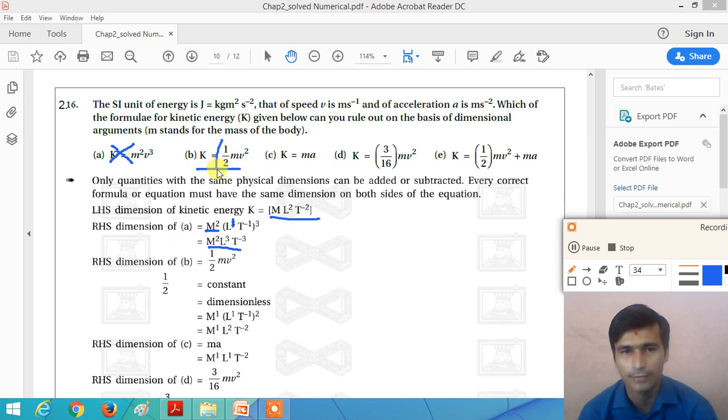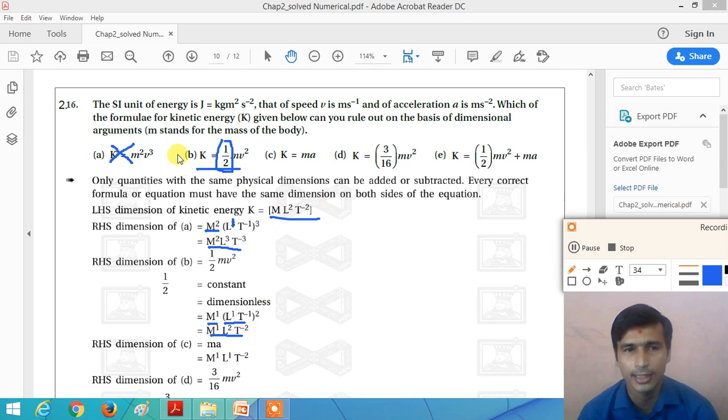Now if you calculate the second one, the right hand side of the second one is 1/2 mv square. 1/2 is a constant, so we cannot take it into account for calculating the dimensional formula of the right hand side, because a constant is dimensionless. So m into v square. The dimensional formula of m is M^1, and of v is L^1 T^-1 raised to square. If we calculate this, we get M^1 L^2 T^-2, which is similar to the dimensional formula of the kinetic energy.